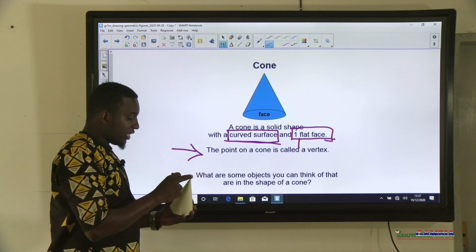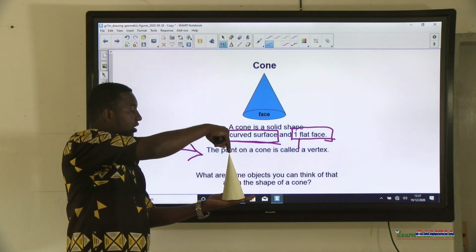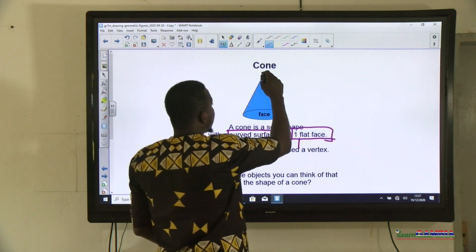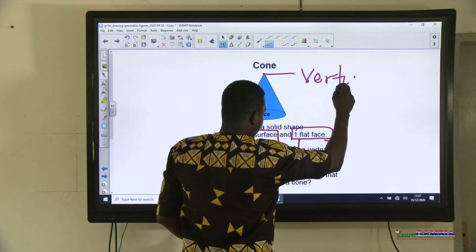Also, this point here on top of the cone, if you place the cone like this, on top of it here is called the vertex. That is this point. It's referred to as the vertex.